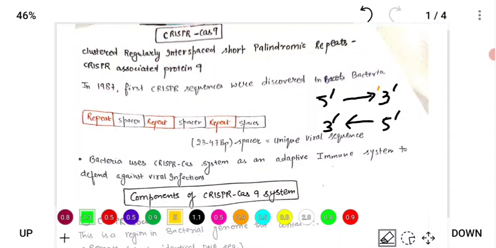So hello everyone, in this video we are going to discuss the CRISPR-Cas9 system. CRISPR stands for clustered regularly interspaced short palindromic repeats, and Cas9 is the CRISPR associated protein 9. Firstly, it was discovered in a bacteria.